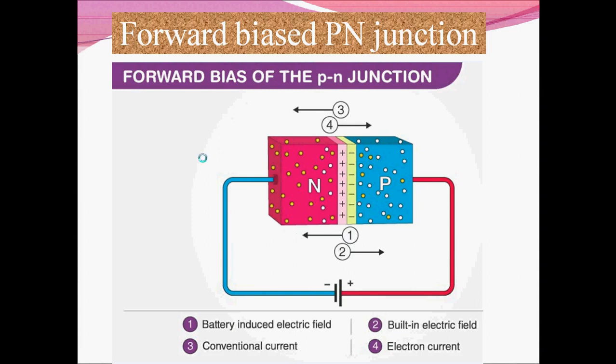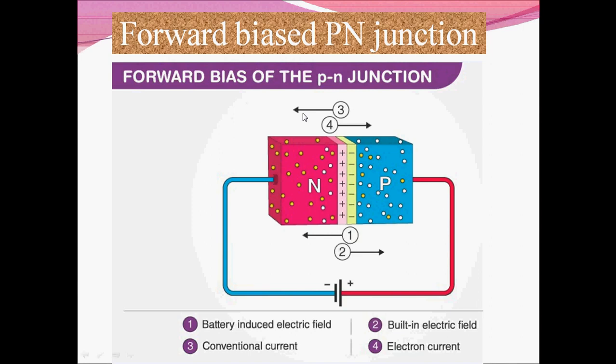From the given diagram, we can see the current into the PN junction when it is in forward bias condition. Here we can see the first direction of current will be because of the battery induced electric field. The second arrow will show the built-in electric field, whereas the actual conventional current from positive to the negative will be given by the third direction.